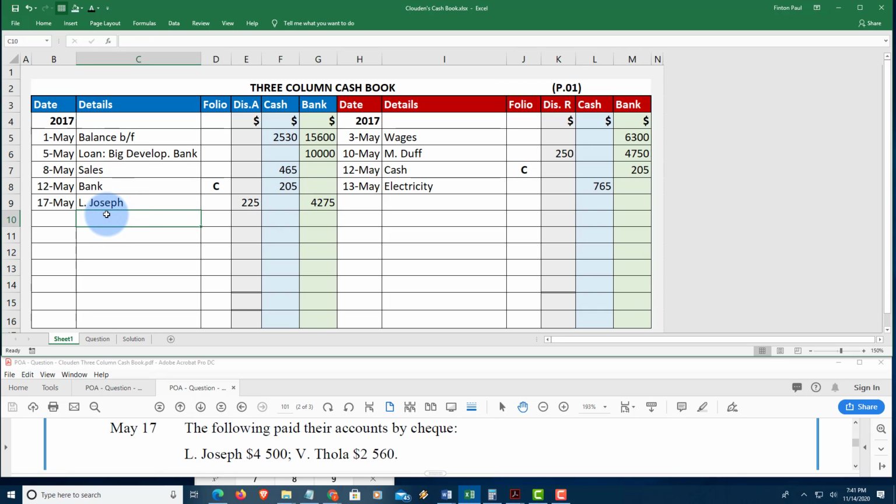We'll repeat the process for V. Tola. Alright, discount is 5% of 2,560, that's 128. So again we have 2,560, and you subtract from that the 128. I'm just showing you different ways of doing the calculation, but at the end the result's the same.